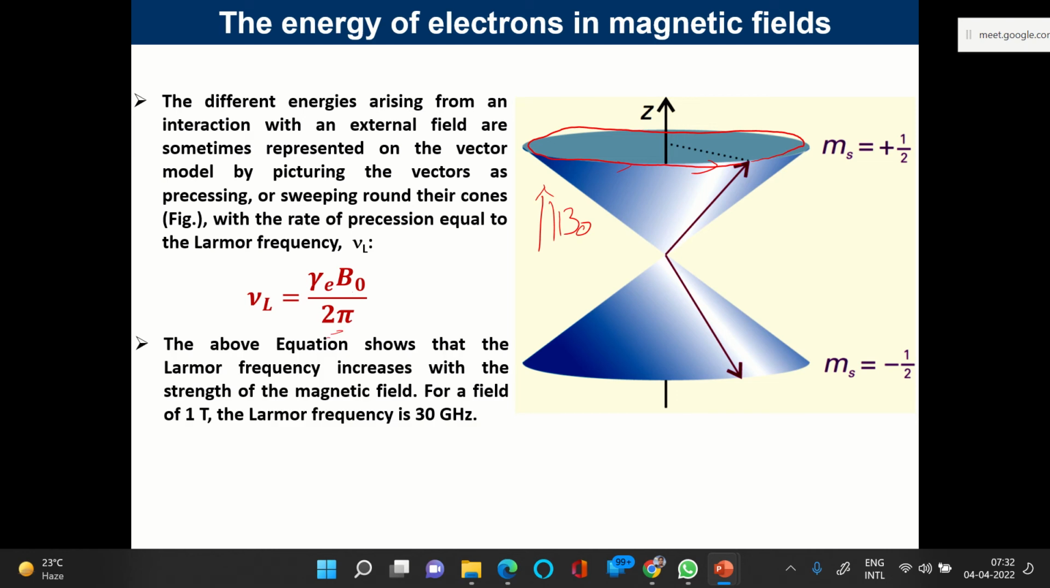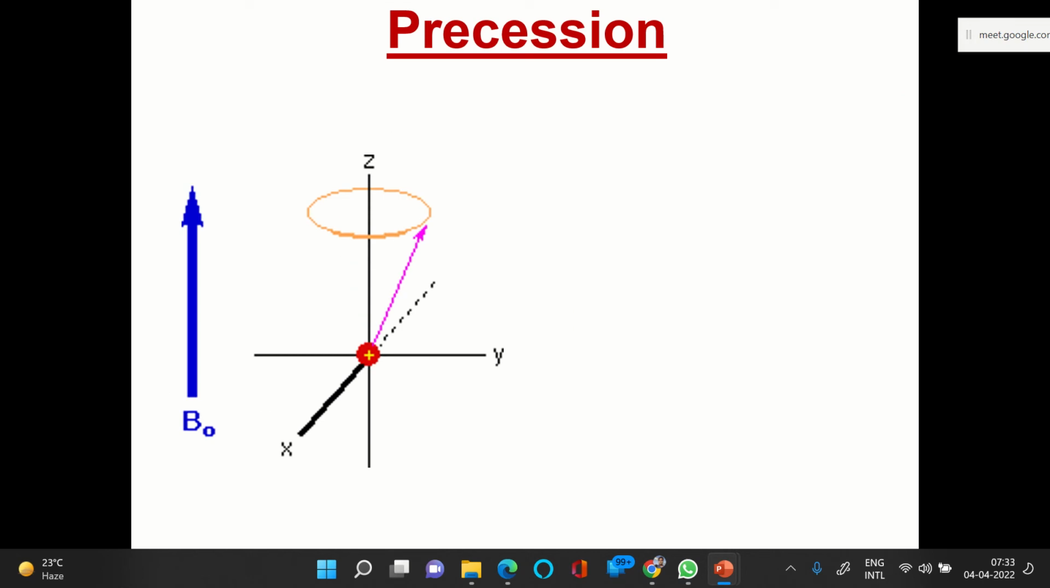So Larmor frequency, if you just do a rough calculation for a simple 1 Tesla field, then it turns out to be 30 gigahertz. So put B naught equal to 1 Tesla, then the frequency is 30 gigahertz. So clearly a difference. At the same 1 Tesla, a proton was giving you a much lower frequency. That was falling in the radio frequency region, but this one falls in the microwave region. Here this was to show the precessional motion of a nucleus.